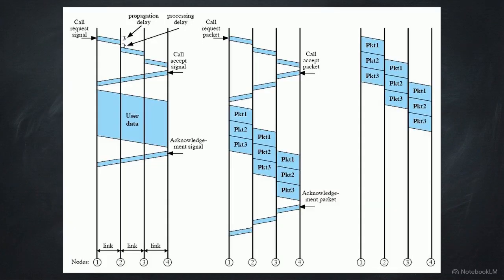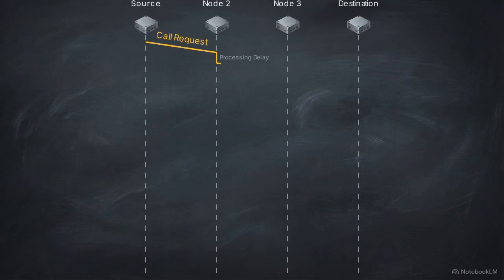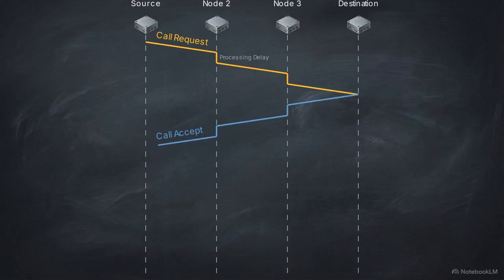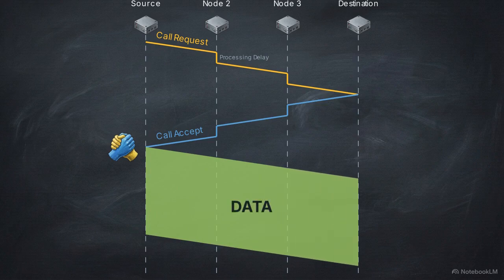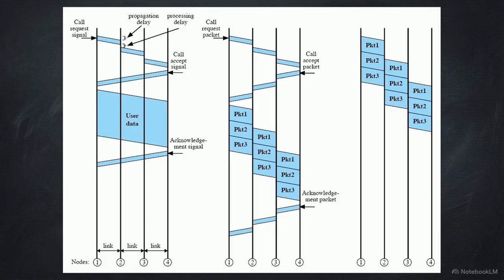This visual plots the precise timing profiles of these models. Focusing on the leftmost diagram for circuit switching, we can see the heavy upfront cost of the setup phase. The call request signals angle downward across the nodes. Before a single byte of user data moves, the network incurs significant propagation and processing delays just to build the route. Now contrast this with the rightmost diagram, detailing datagram packet switching.